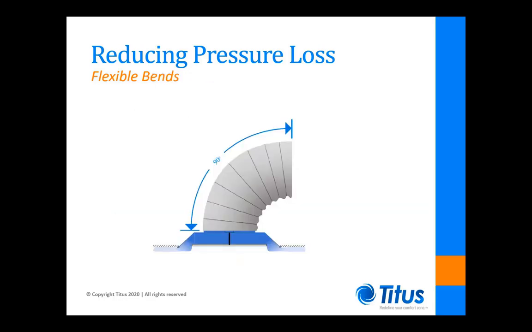The airflow conditions entering the diffuser should be as uniform as possible. Ideally, there should be some straight ductwork between the bend and the diffuser. But in the real world, this is rarely possible. So we always recommend fitting a flexible duct elbow support like this to improve airflow conditions and reduce noise.